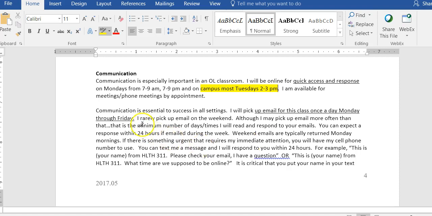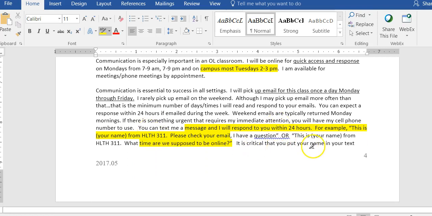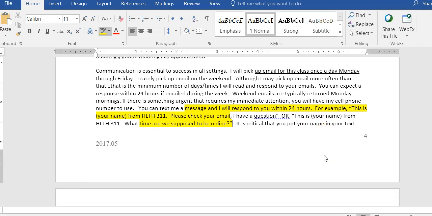I rarely pick up email on the weekend, so if you have something urgent on the weekend, you would need to text me and say something like, this is whomever from 311, please check your email. I have a question, or if it's a short question, you could actually ask the question in a text message. Make sure you give me your name because I don't recognize your phone numbers when you text me.